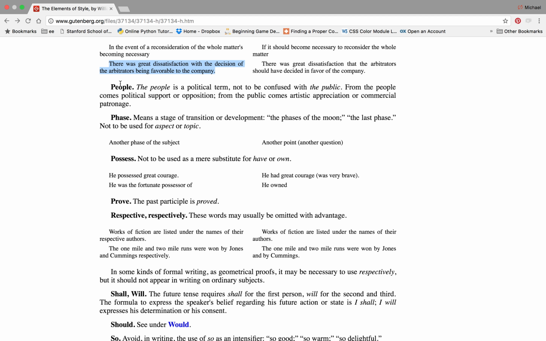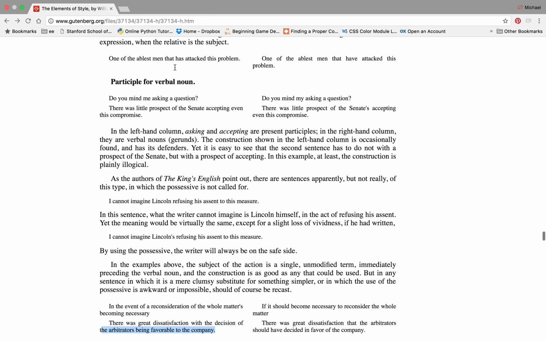So it's all right. There was great dissatisfaction with the decision of the arbitrator being in favor of the company. That just sounds weird, right? There was great dissatisfaction that the arbitrator should have decided in favor of the company. That's a tricky sentence, but this is certainly much better than this. All right, so now let's do the next ones.